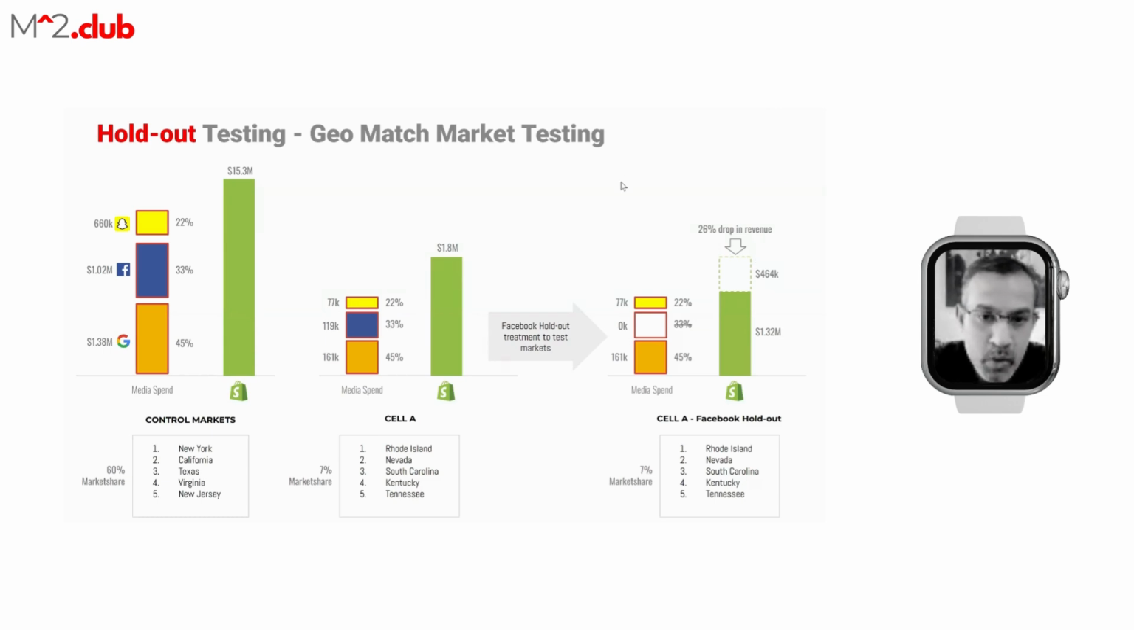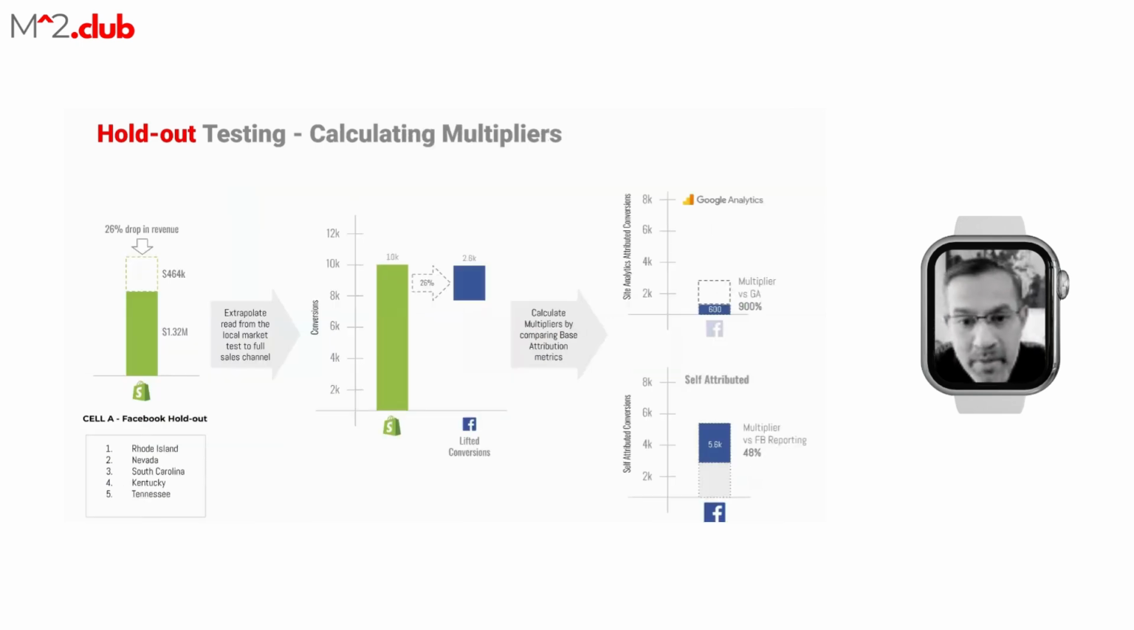In this particular case, I'm doing a new customer acquisition example. So how much new customer acquisition revenue is driven by the Facebook investment of 33% of your total budget? 33% of your total budget is yielding 26% of total new customer revenue. That's how to interpret this. Now, how do you calculate multipliers? We talked about this multiple times.